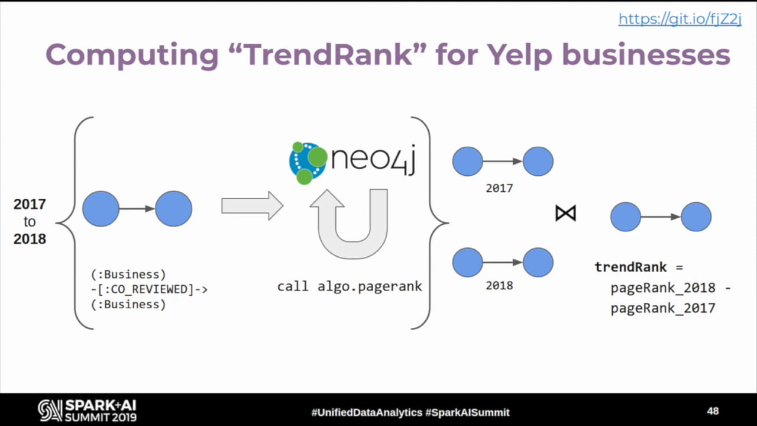So in the demo, we will show you a simple analytical use case where we computed rank for Yelp businesses. For 2 years, 2017 and 2018, we take the business co-reviewed business graph, run PageRank, a centrality algorithm, on top of that to measure the importance of a node within that graph. And then we compare how this PageRank changed between 2018 and 2017 and call this the trend rank.